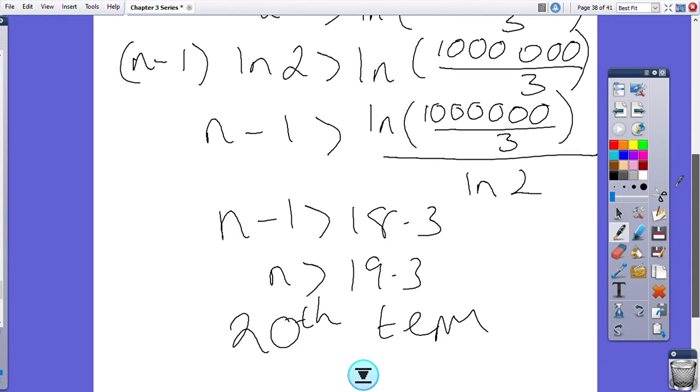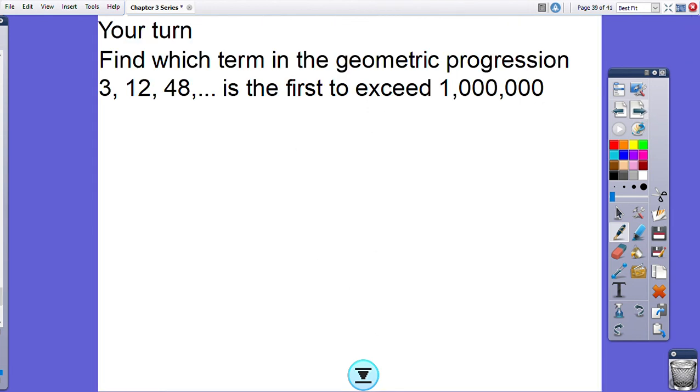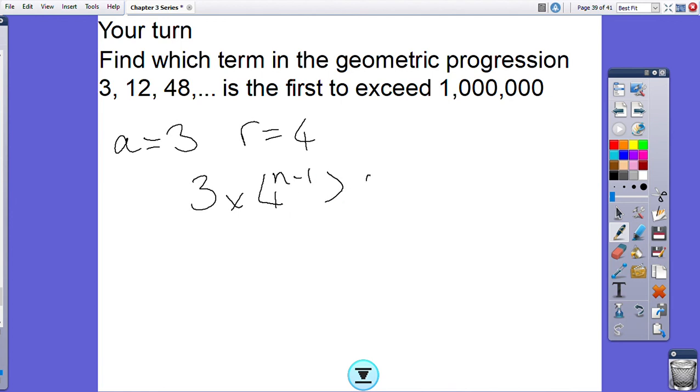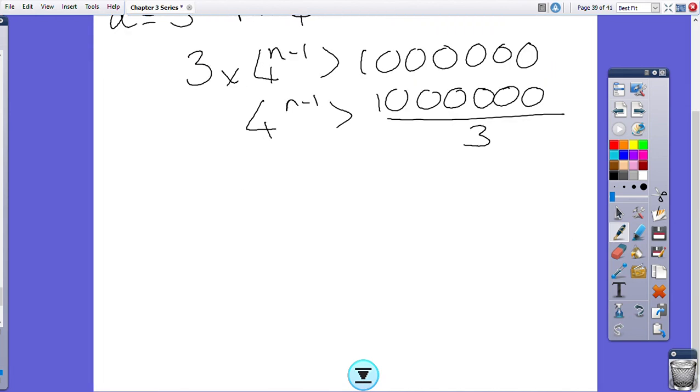Slowly going through so you can see it, and then have a go at this. Okay, and this one you have a equal to 3, r equal to 4 again, so you have 3 times 4 to the n minus 1 bigger than 1,000,000, and therefore that's 4 to the n minus 1 is bigger than 1,000,000 over 3 again. It's almost identical to the last example that we did.